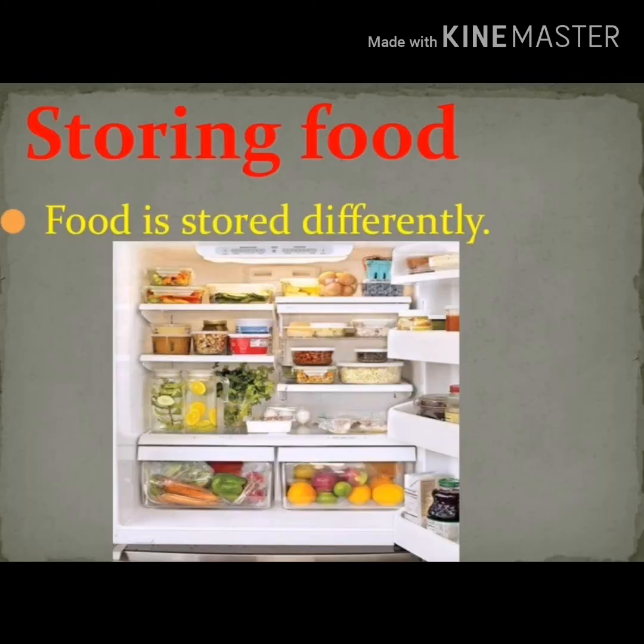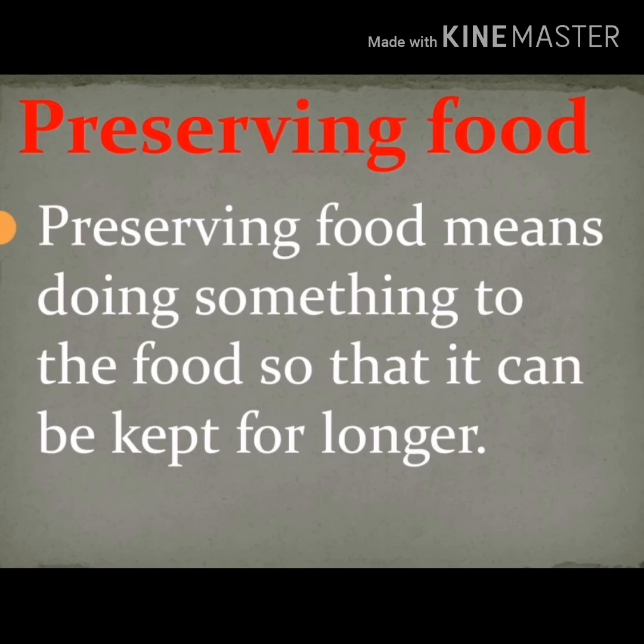Storing food. How do we store food? Different foods are stored in different ways. Some food needs to be kept in a cool, dry and dark place, and other food needs to be kept in a refrigerator. Many foods are best kept in airtight containers. Knowing how to store food properly helps us to avoid waste. So don't waste your food, store it properly.